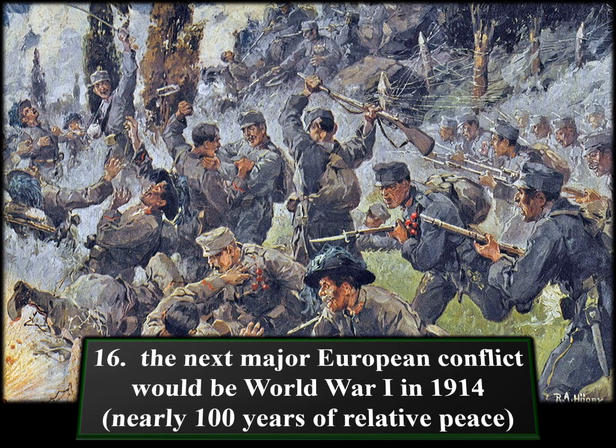The next major European conflict would not be until World War I in 1914, after 100 years of relative peace. Now, we say relative because, yes, there will be some smaller wars that take place in the interim, especially as we move into the revolutions of 1848, the Crimean War in the 1850s, the Russo-Turkish War in the 1860s, and of course the wars for unification in the 1860s and 70s. These will all be little wars, but not major European conflicts until World War I.